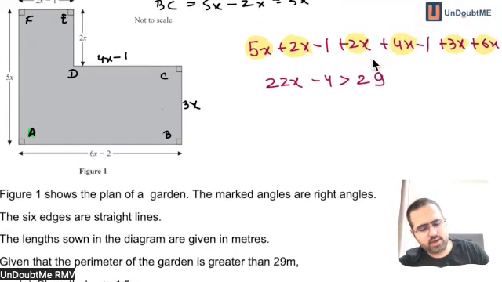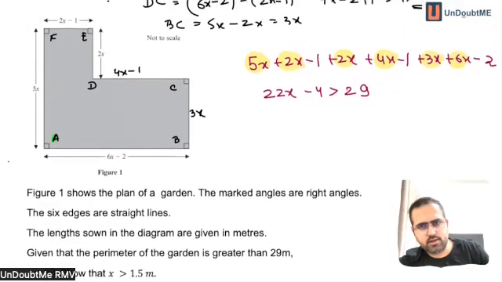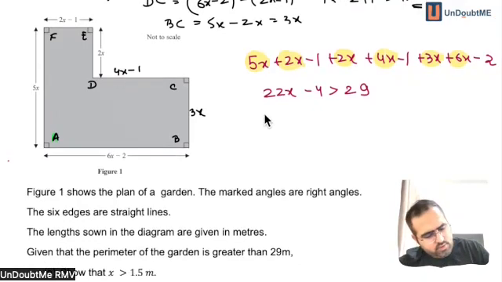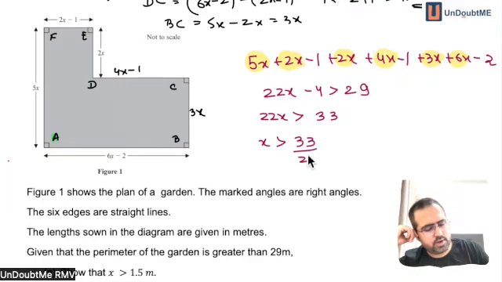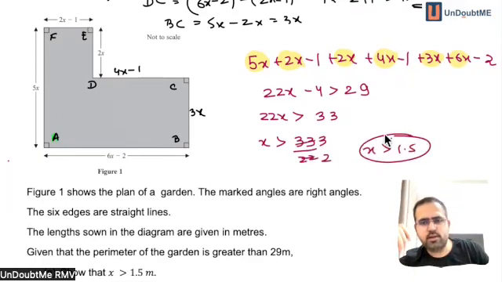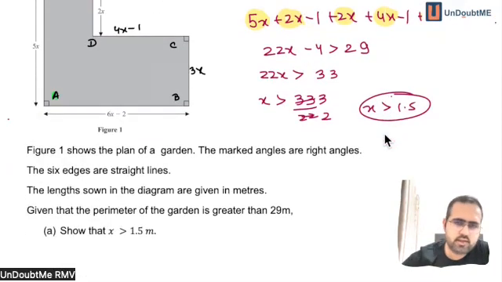That is how we have to write it. So 22x is greater than 33, and x is greater than 33 upon 22. That will be 3 by 2. X is greater than 1.5. Very comfortably we are getting this.